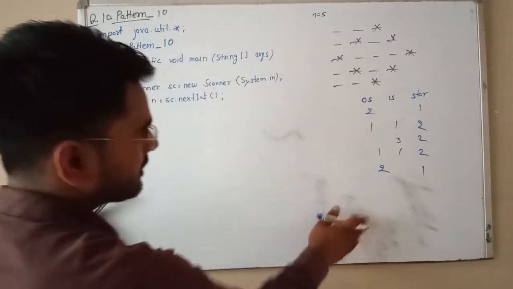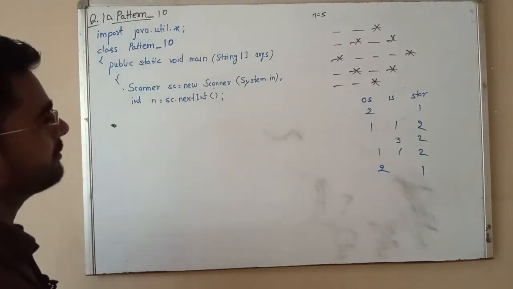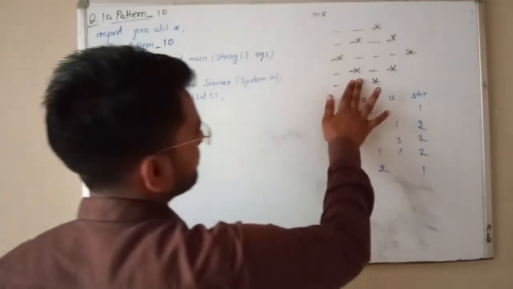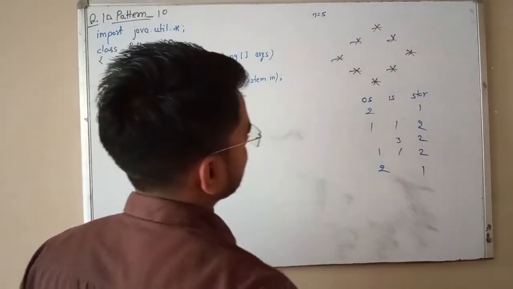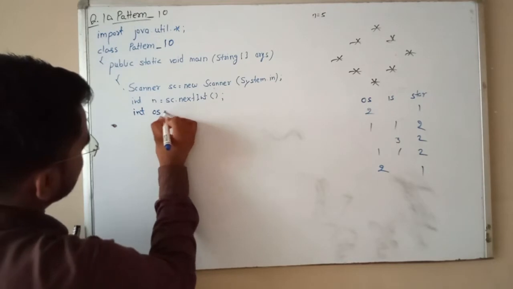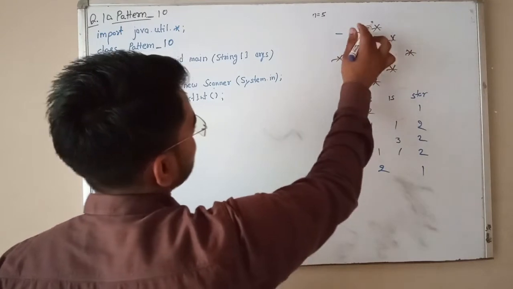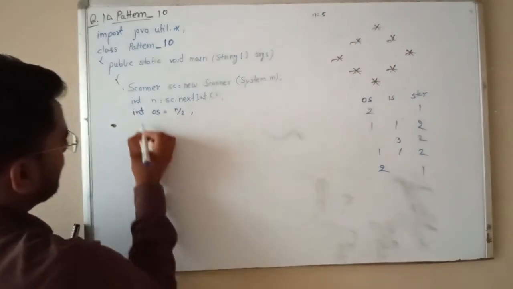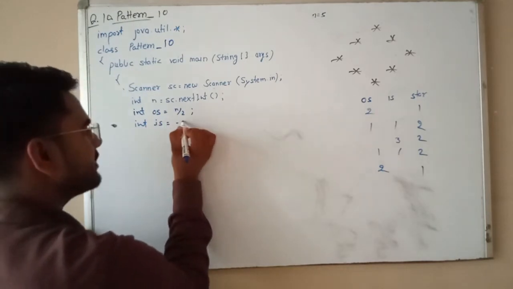So this is the type of value-printing logic to build. I try to build the logic for this. Okay, I remove this. So see here, take outer space initialized as n by 2. Here n is 5, so outer space is 2, since n by 2 is 2. And inner space is initialized with -1.